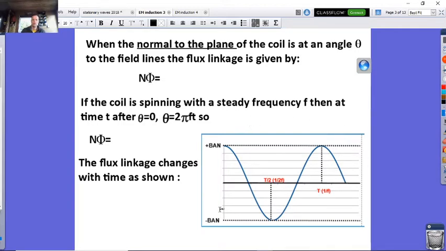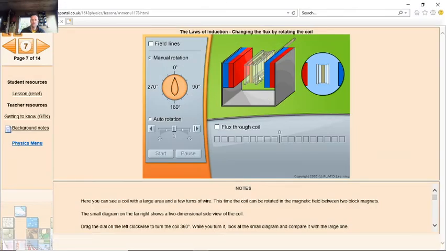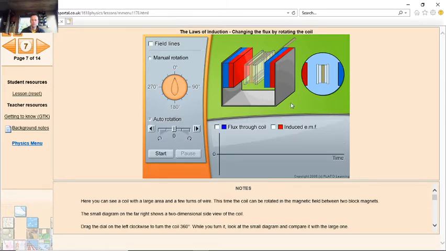Now, what you've got, basically, is my simulation. I'm rapidly trying to go through it. You've got a coil, and this coil spins round. Start it. Yeah, it's spinning round. Fantastic. And that coil is spinning round between two magnets, north-south pole.